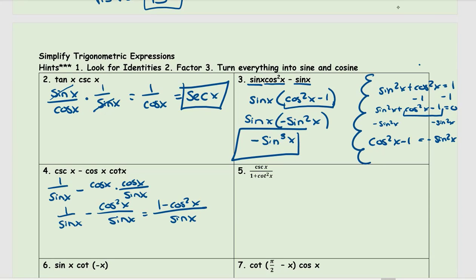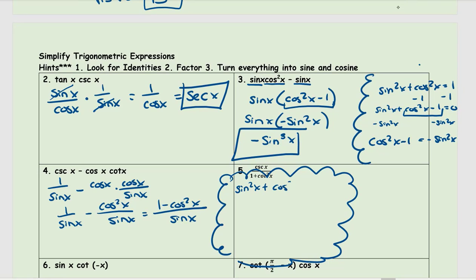Well, again, we can think of it as a thought bubble here. I'm going to have to erase it, though, for the next one. We know that sine squared x plus cosine squared x is equal to 1. So if I subtract cosine squared x from both sides, I get sine squared x is equal to 1 minus cosine squared x. So we know that 1 minus cosine squared x is just equal to sine squared x.